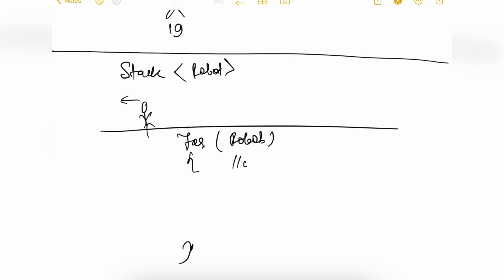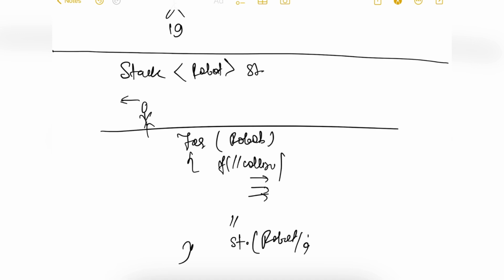We'll have two conditions. One is if a collision happens. If not, then what will happen? If a collision happens, we will check all three cases of collision: who is greater, who is smaller, or if it's equal. If not, we'll add it to our stack. We'll add the robot to the stack, right?